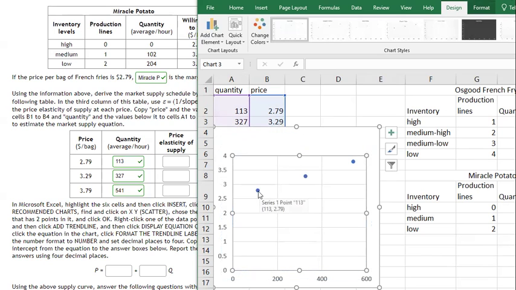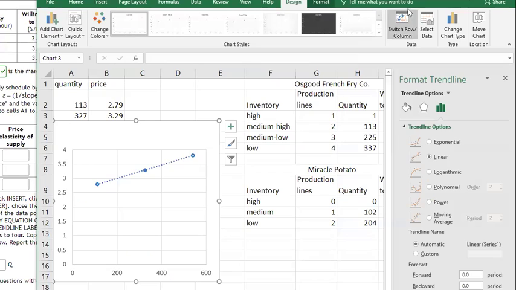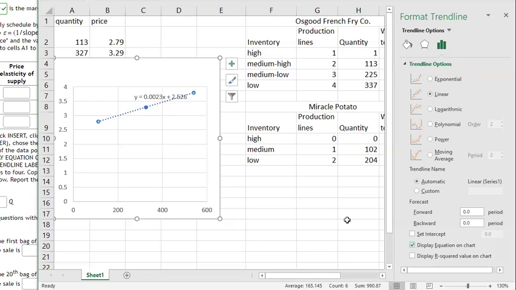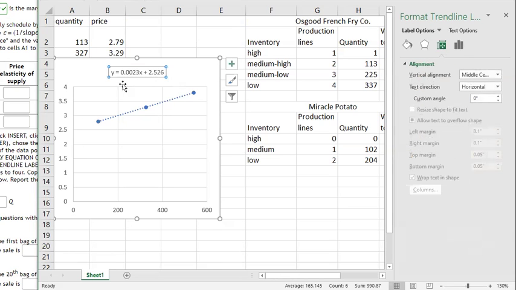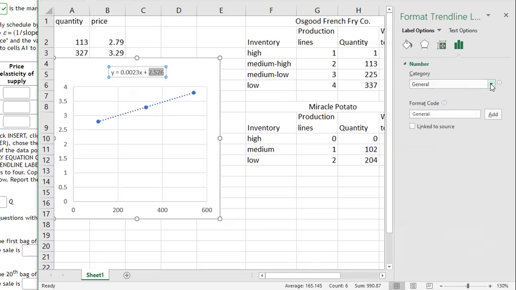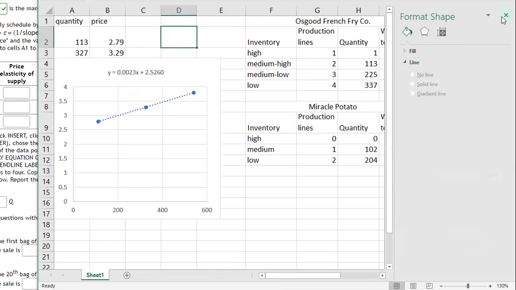The best way to find out if they do is to right-click on the blue dot and then click on Add Trend Line, and then scroll to the bottom down here, click on Display Equation on Chart, and that right there is my supply curve. Over here with Format Trend Line, click on the bars, change this to number, and change that to 4, because we need 4 decimal place accuracy. Now I can close that out.